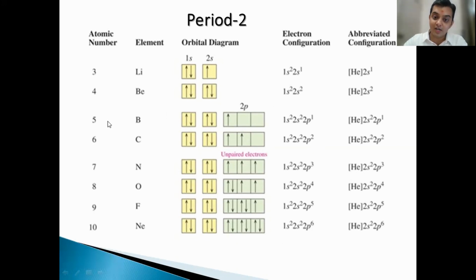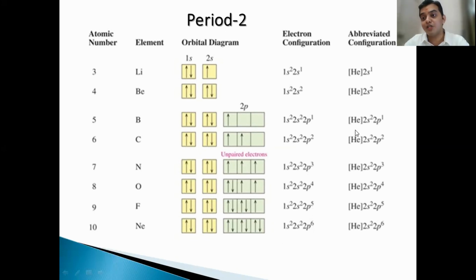Okay, then boron is 5. The second shell has both s and p. So out of boron's 5 electrons, 2 electrons will go to 1s2, then 2 electrons will go to 2s2, and then the fifth electron will go to 2p1. Then sixth is what? Out of 6, 2 electrons will go to 1s2, then 2 electrons will go to 2s2, and the next 2 electrons will go to 2p2. And now from carbon to neon it is 2p2, 2p3, 2p4, 2p5, 2p6. Why? Because the p orbital contains only 6 electrons. So here the second shell is completely filled.